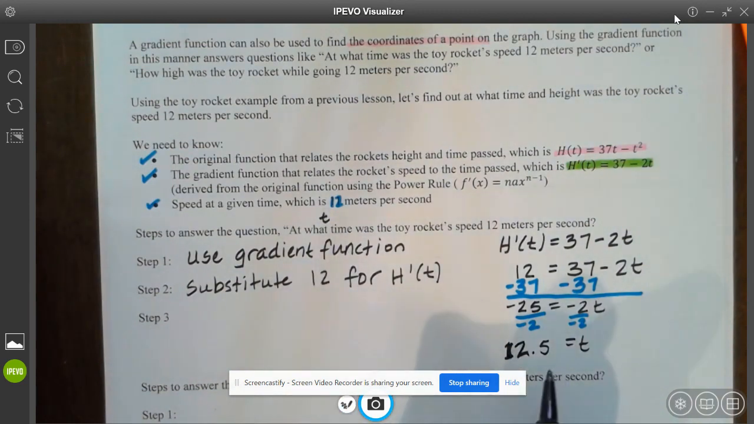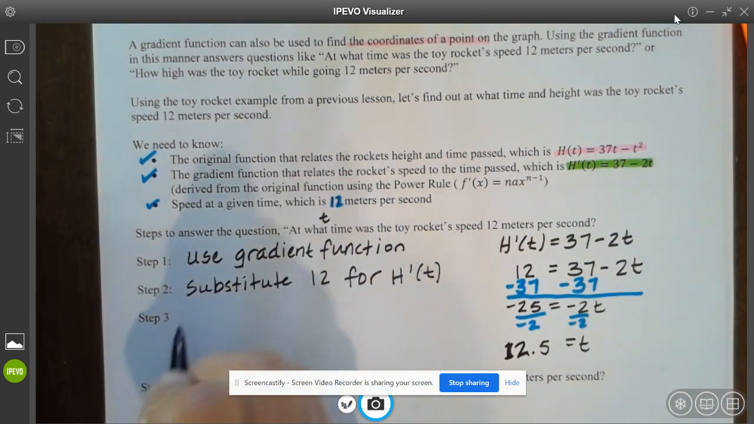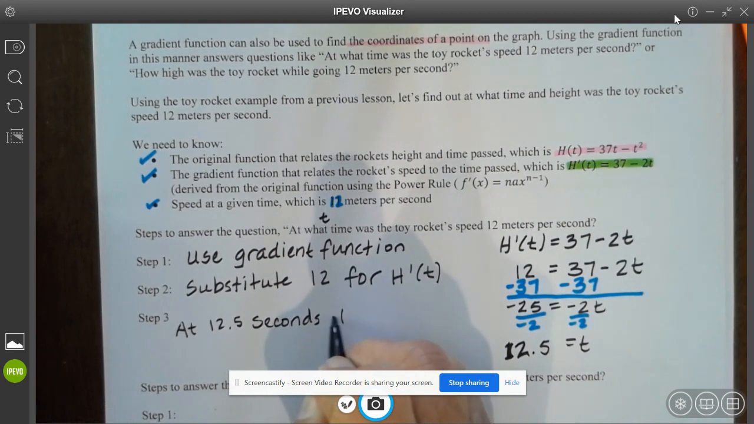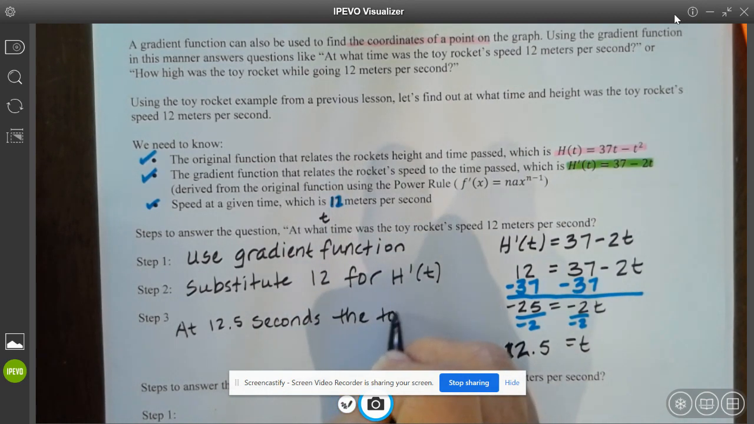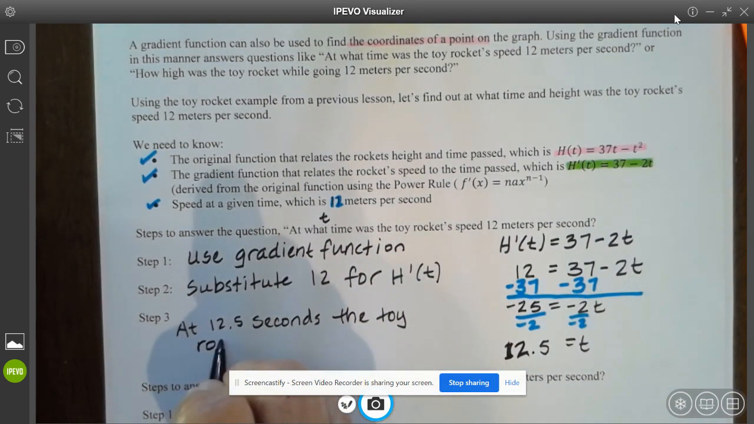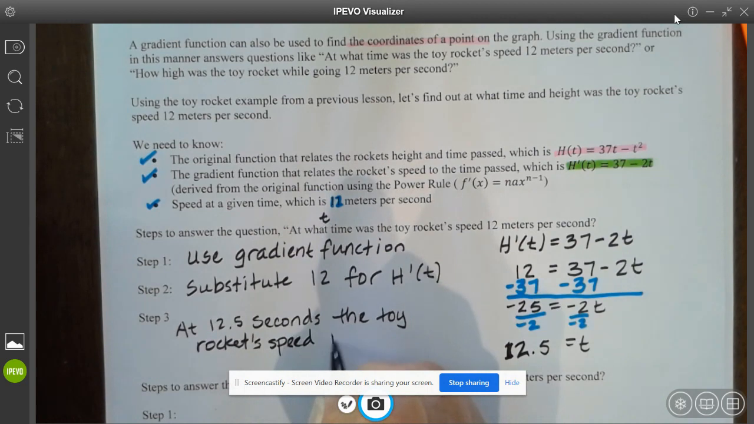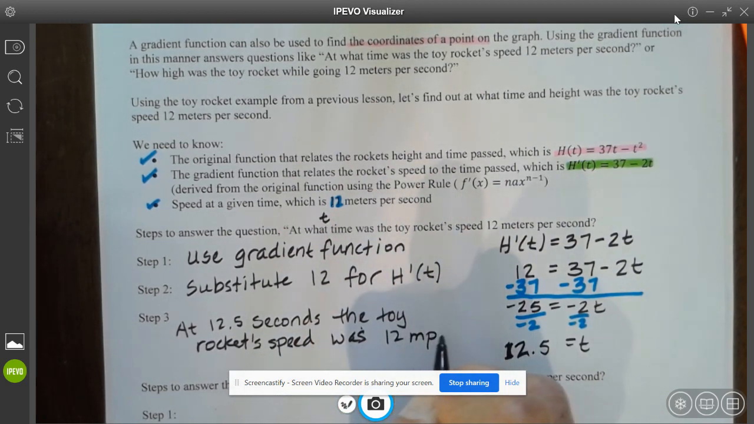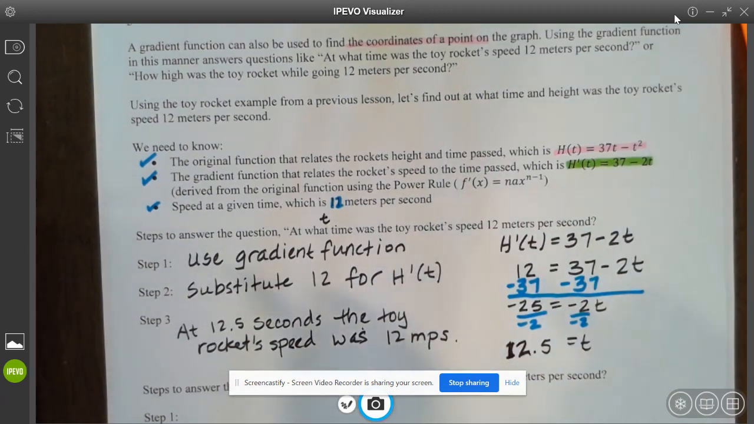So I'm going to answer the question just in the same way. I would say at 12.5 seconds, the toy rocket speed was 12 meters per second. And so that's how you find the time.